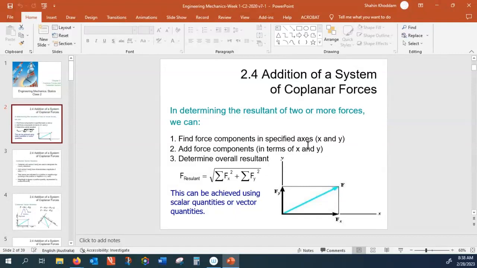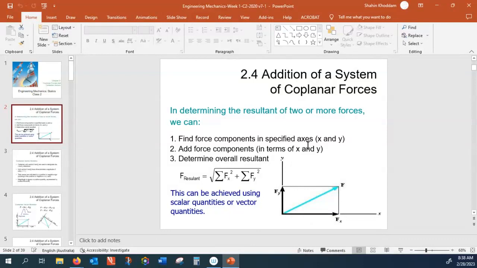So one thing you want to know is the technique we studied yesterday, that was method of triangle or trapezoid, okay, parallelogram. And that doesn't work always. If you have multiple forces, a triangle is not convenient, parallelogram is not convenient. So what we do in this instance is, no matter how many forces, we break each individual force into the X, Y, Z components, and then it's easy to combine them.